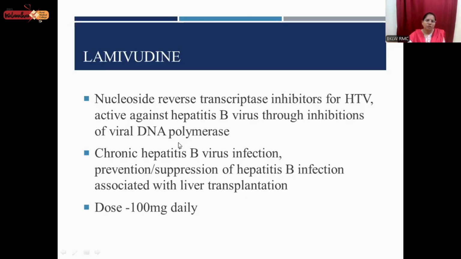Lamivudine is a nucleoside reverse transcriptase inhibitor, active against hepatitis B infections. It will inhibit DNA polymerase enzymes. It can be given in chronic hepatitis B infections or for prevention or suppression of hepatitis B infection associated with liver transplantations. It can be given 100 mg daily.